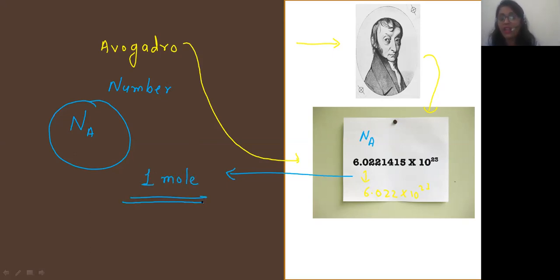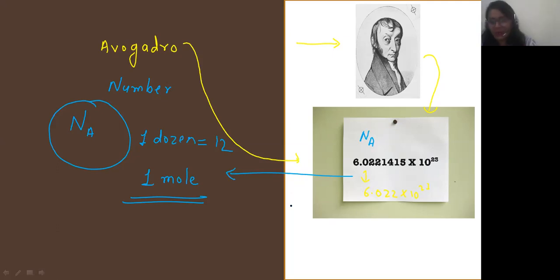And the very, very important thing is that this number is also known as 1 mole. Just as you call 1 dozen equal to 12, here you have the name of this number, that is 1 mole. So 1 mole contains how many quantities? It contains 6.022 into 10 raised to the power 23 quantities.